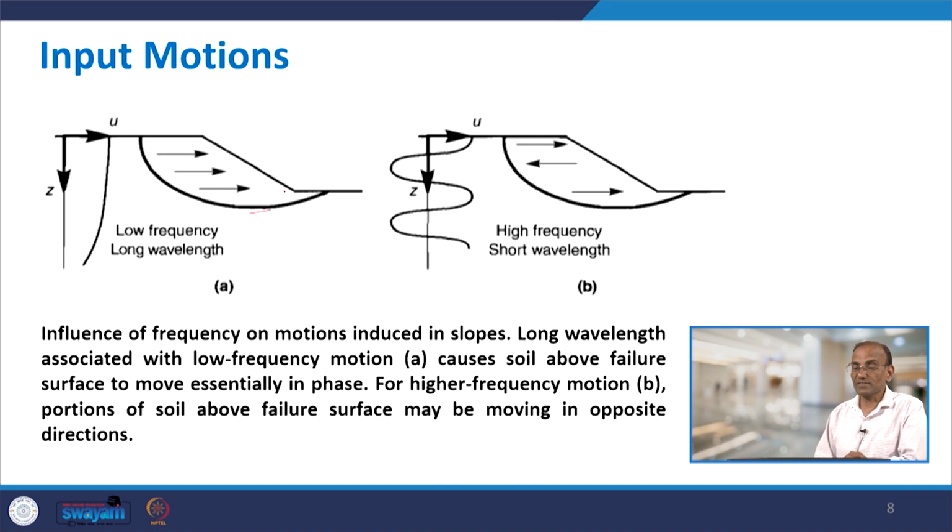In this potential failure surface you will have the motion which is in phase. But when you have the short wavelength, which is the case here, the motion is not completely in phase. Rather, the motion, let us say in between here or almost at the top, is first in this direction, then the direction changes. So, this becomes out of phase. That is the difference. Whether it is in phase or out of phase will depend on the frequency content and whether it is short wavelength or long wavelength.